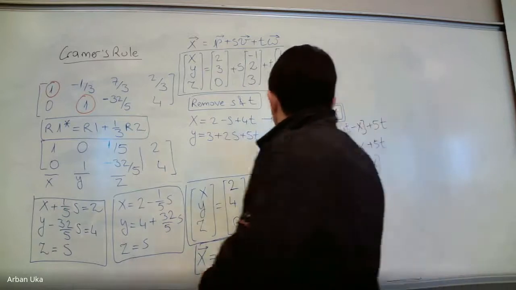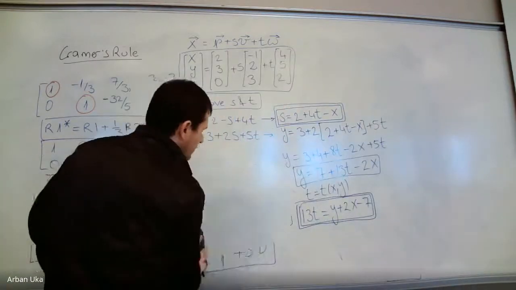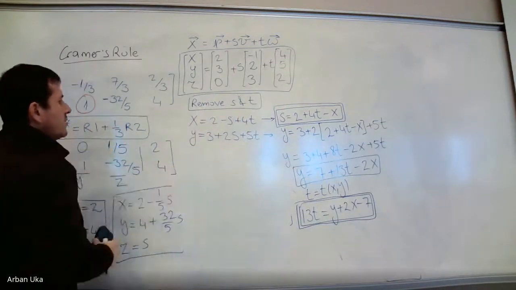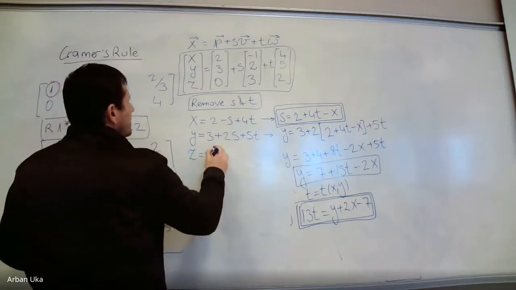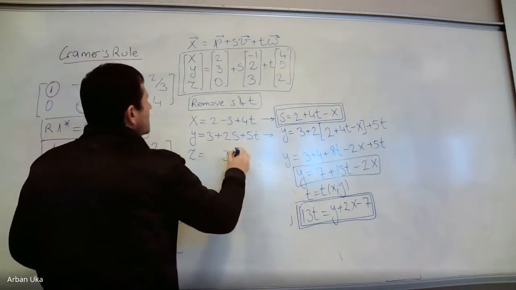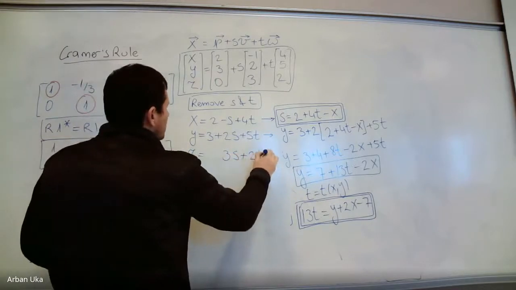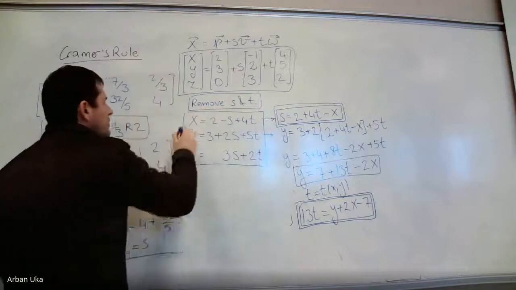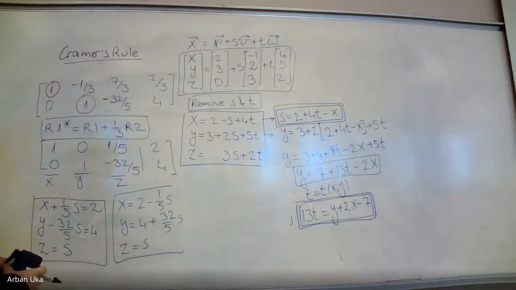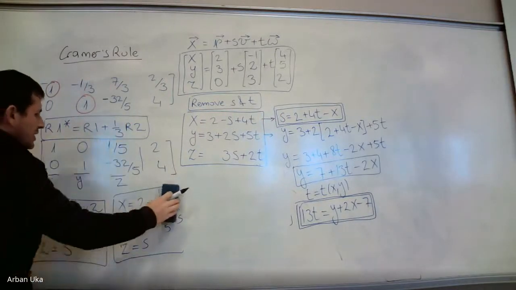Okay, then we move a little more. We write the third equation. What is the third equation? This is z is equal to 3s plus 2t. So the equation of the plane that was given above is equal to this, and then we substitute everything at z.